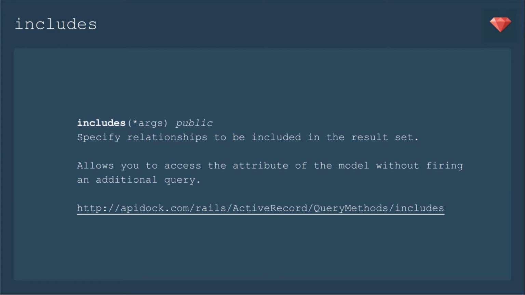Now, includes is somewhat similar, but it's a little different. Joins is considered a lazy query, whereas includes will gather everything you need. The includes method specifies relationships to be included in the result set. It allows you to access the attributes of a model without firing an additional query. This helps if you need to access the attributes of a related table. Again, you can use this link to check out more about includes.